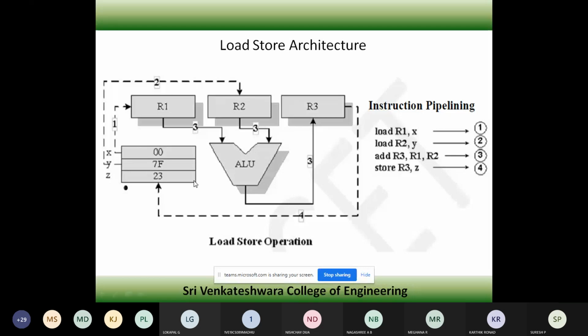Don't look at the values. It is just a value which has been specified there, but they are not proper values. Just for your reference, we have taken some values. But if you take the exact values, 7F plus 0 is 7F only, so the same 7F will be written to the memory location Z. So this is how the load store architecture is going to work.